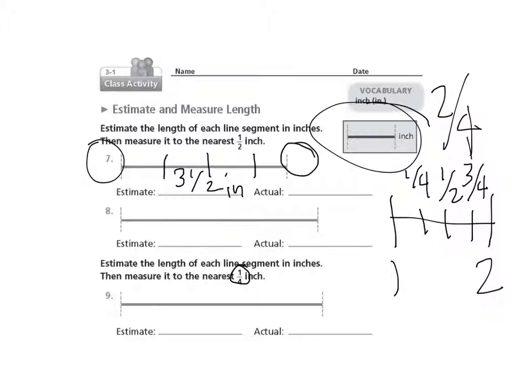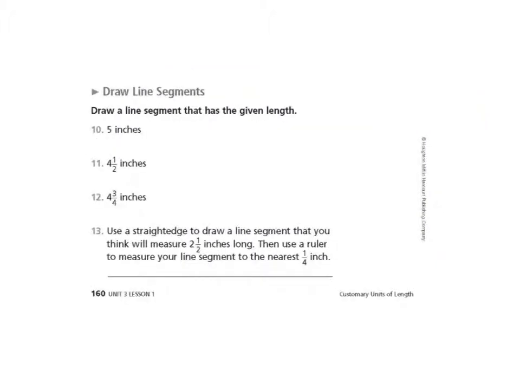You're going to do this, and then I also have the rest of this page, which is actually the bottom. Here, get your ruler and make a line that is 5 inches. So start at the 0 and then measure with your ruler and show me 5 inches. Do this for 4.5 and 4 3/4. Don't worry about 13. Okay. Finish these.